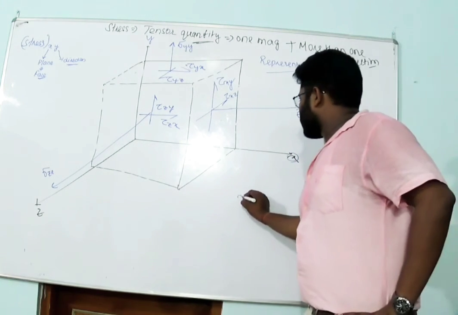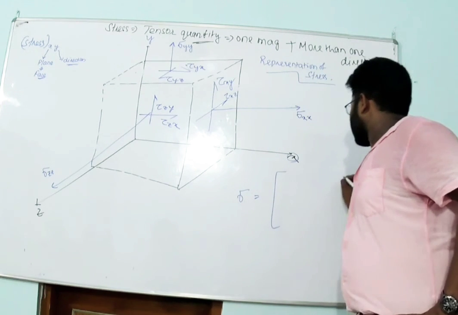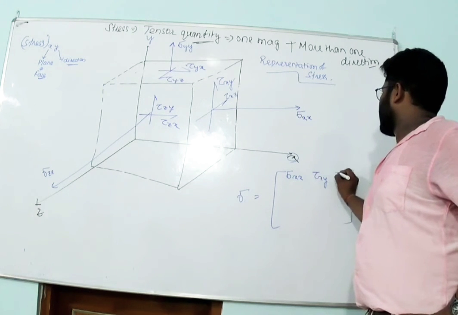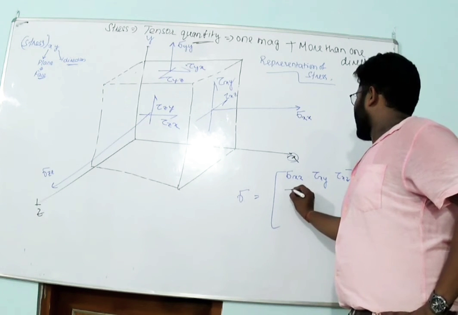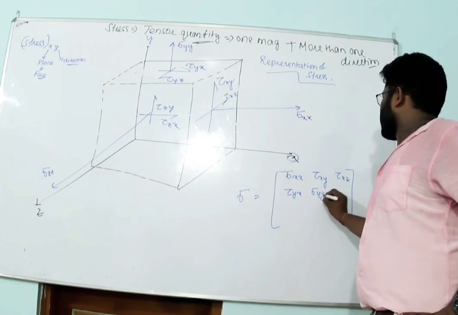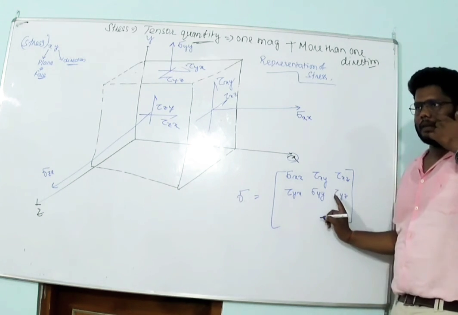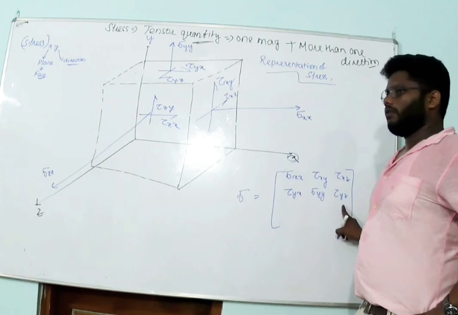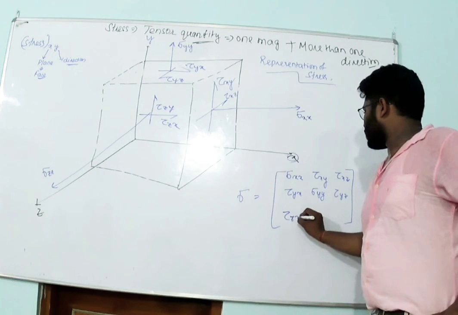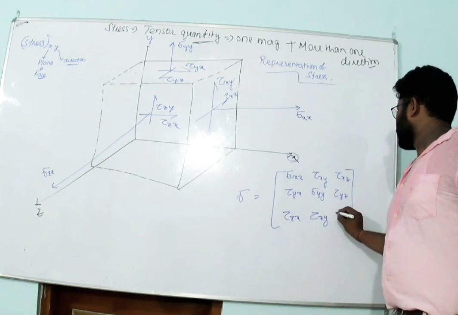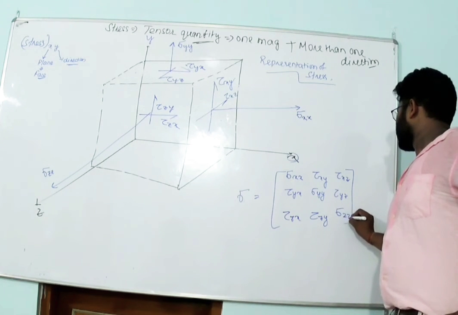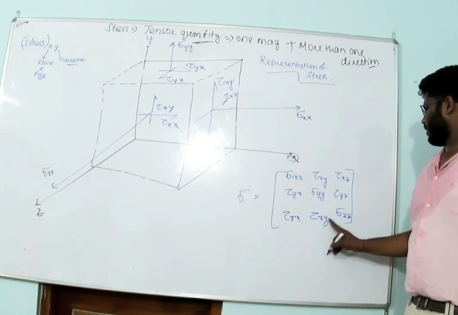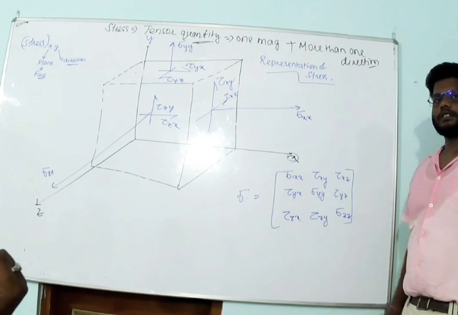So how to represent it? Sigma is represented by a matrix. So here we can say sigma xx, tau xy, tau xz, tau yx, sigma yy, tau yz, and tau zx, tau zy, sigma zz.